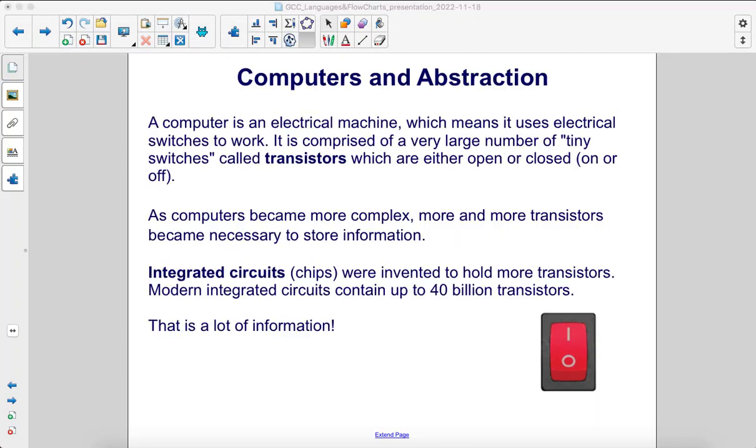Computer language. A computer is an electrical machine, which means it uses electrical switches to work. It is comprised of a very large number of tiny switches called transistors, which are either open or closed, on or off. As computers became more complex, more and more transistors became necessary to store information. Integrated circuits, or chips, were invented to hold more transistors. Modern integrated circuits contain up to 40 billion transistors. That is a lot of information.